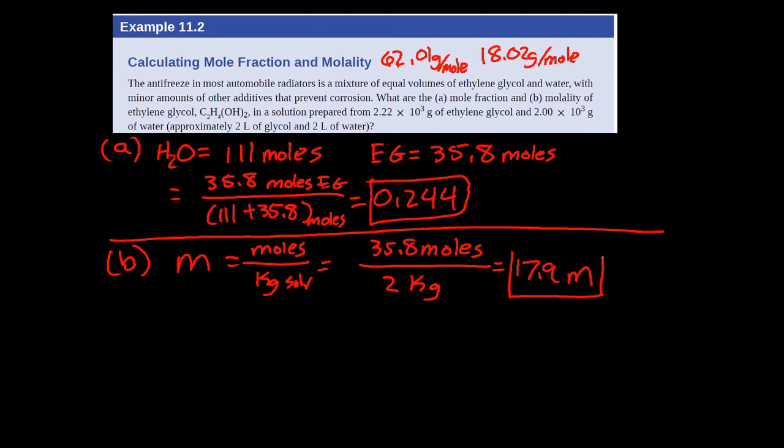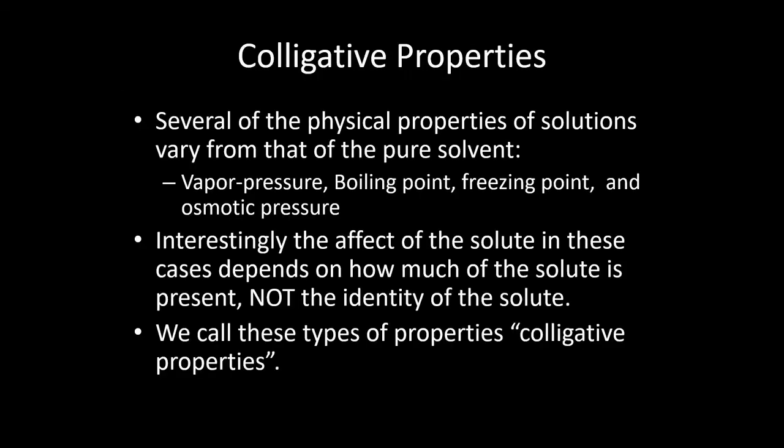Molal. Moles per kilogram. Okay, and I think we have just one more here.